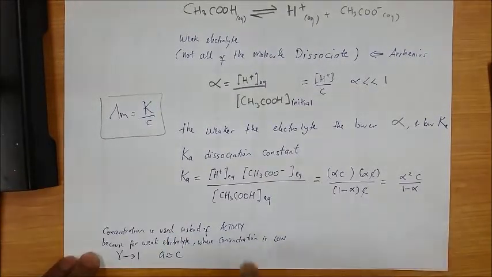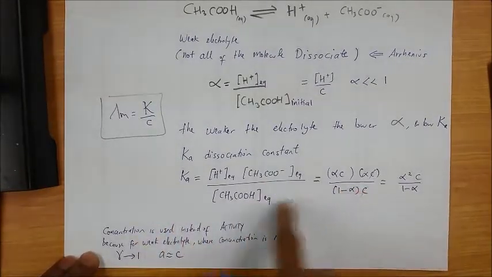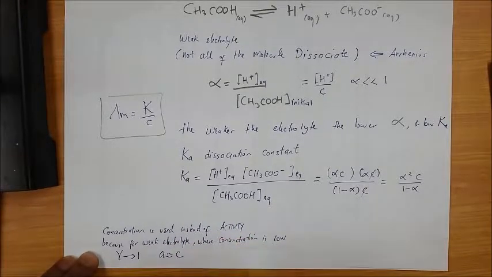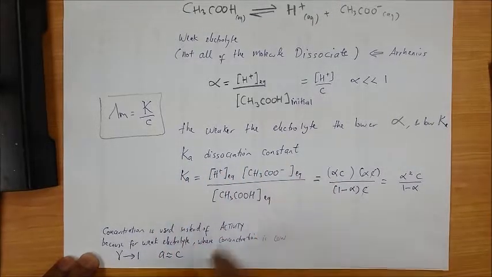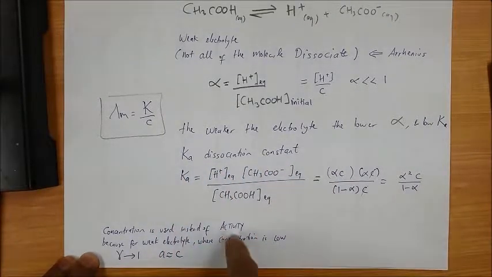Now you notice that I've expressed this in terms of concentration instead of activity, and this is because for a weak electrolyte we assume that the concentration of the ions is very low because the dissociation constant is low. So gamma here is near to 1, which means that the activity is very close to the concentration. You can use this approximation or this theory when the equilibrium constant is very low, or in other words, for a weak electrolyte.